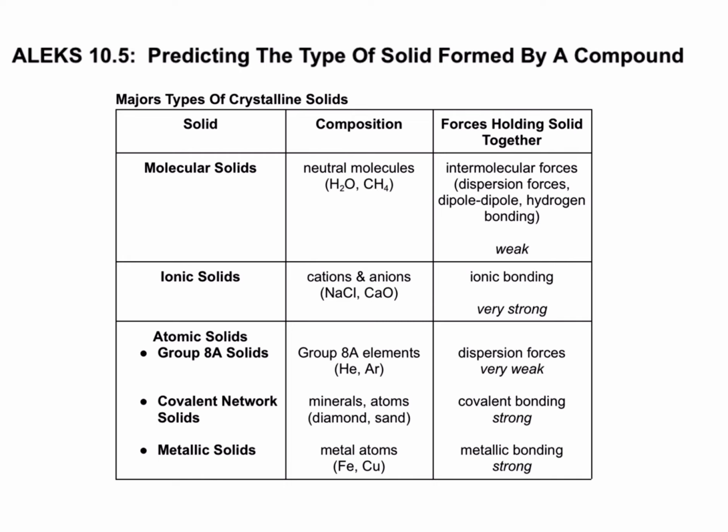The third subcategory is called metallic solids, and these solids are made up of metal atoms and metal cations, such as iron and copper. And these solids are held together by metallic bonding forces, and they are considered to be strong forces. Let's take a look at an example.